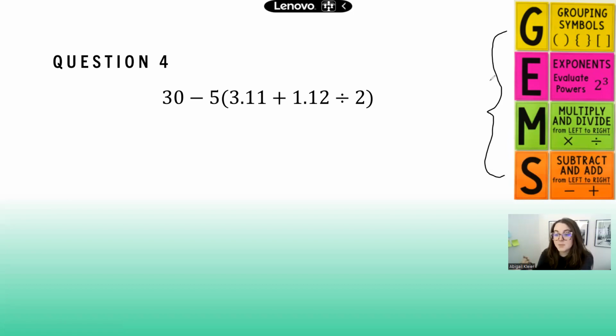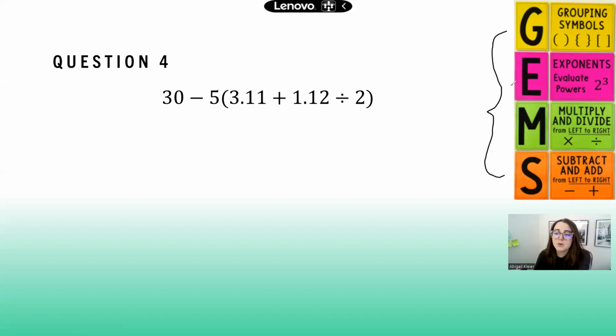It's the same concept as PEMDAS, very similar. However, it is a little bit more streamlined to eliminate some confusion. So standing for G, we have grouping symbols. Previously we had parentheses. Now we have G for grouping symbols, and this would include any parentheses, brackets, absolute value bars. Any of that would fit into that idea of G, grouping symbols.